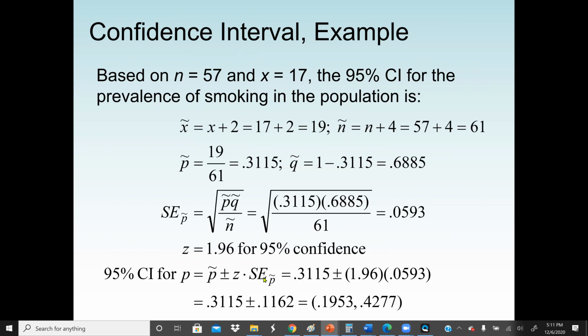Remember, the margin will be the Z 1 minus alpha over 2 times the standard error, which is the square root of P bar Q bar over N bar. So we need to find it. That's what we have here, 0.0593. If you multiply 0.0593 with 1.96, you get 0.1162. Then you add it and subtract from 0.3115, and that will give us the interval. When we subtract, that's the lower limit. When we add 0.1162 to 0.3115, that will be the upper limit.